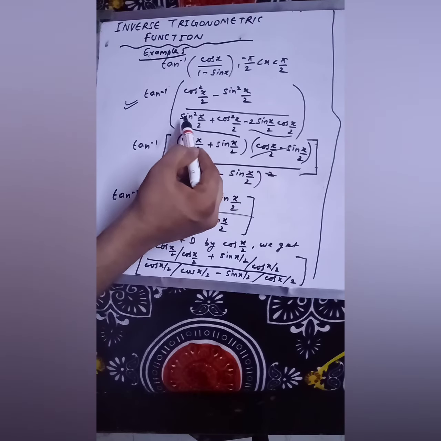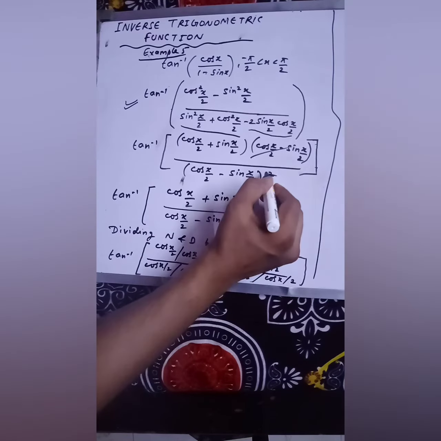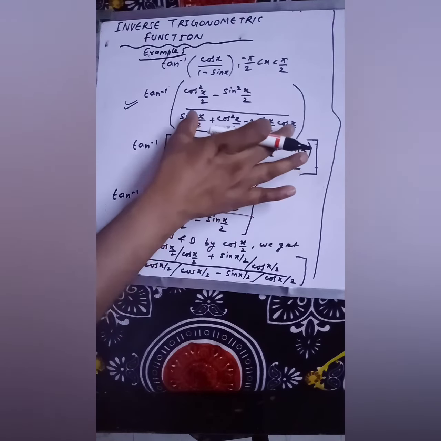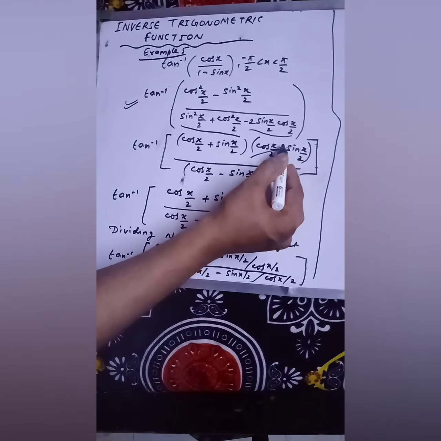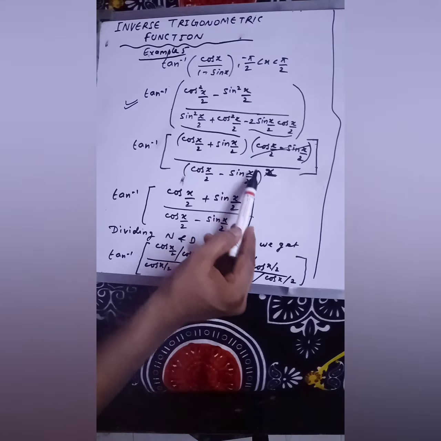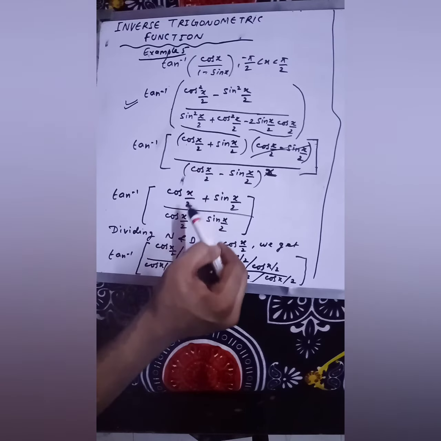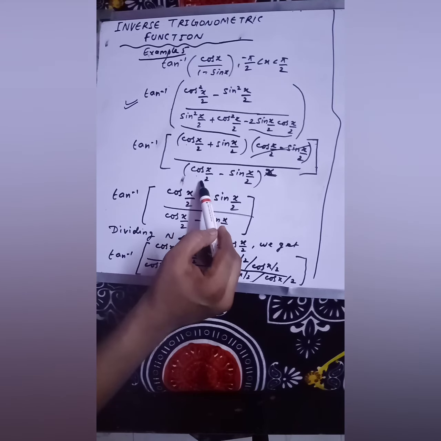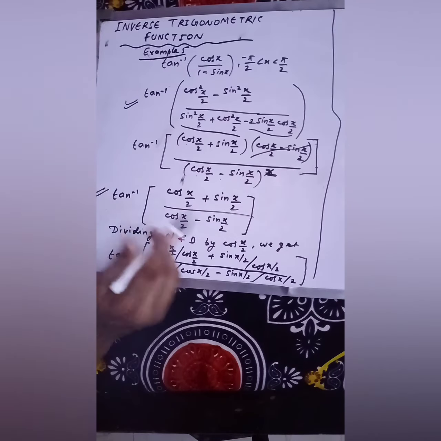In the denominator, this whole can be written as (cos x by 2 minus sin x by 2) whole square, because when you open this, you will get this one. After this, I can see this term is cancelling out with this square. Now what is left? This is cos x by 2 plus sin x by 2 in the numerator, and in the denominator you will get cos x by 2 minus sin x by 2. Now we are at this step.